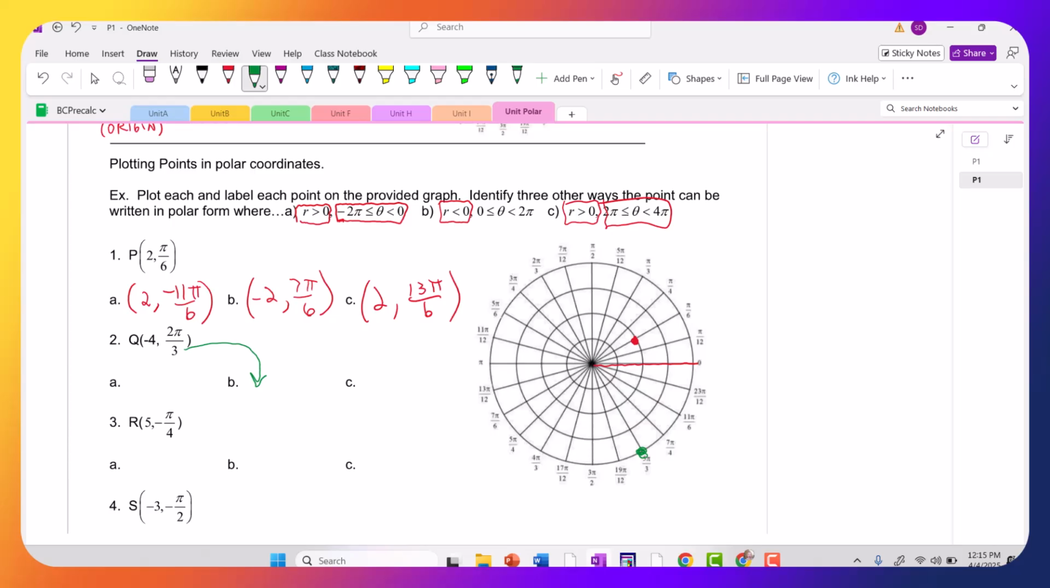Now, I wish they could just give me what would be easy. It would be 4 comma 5 pi over 3, but that's not the options. I want a positive radius. Look at the directions up there. But a negative angle measure. What's that angle measure right there from there to there?